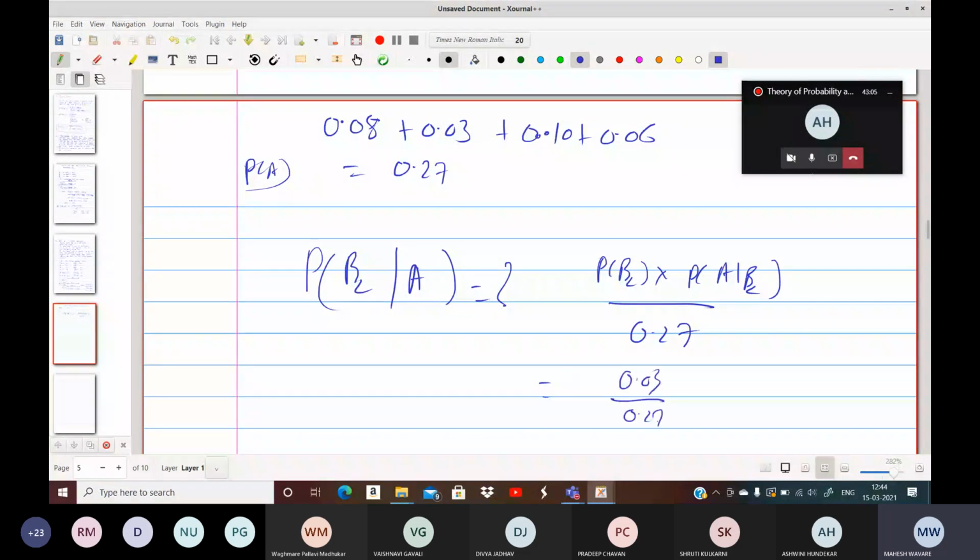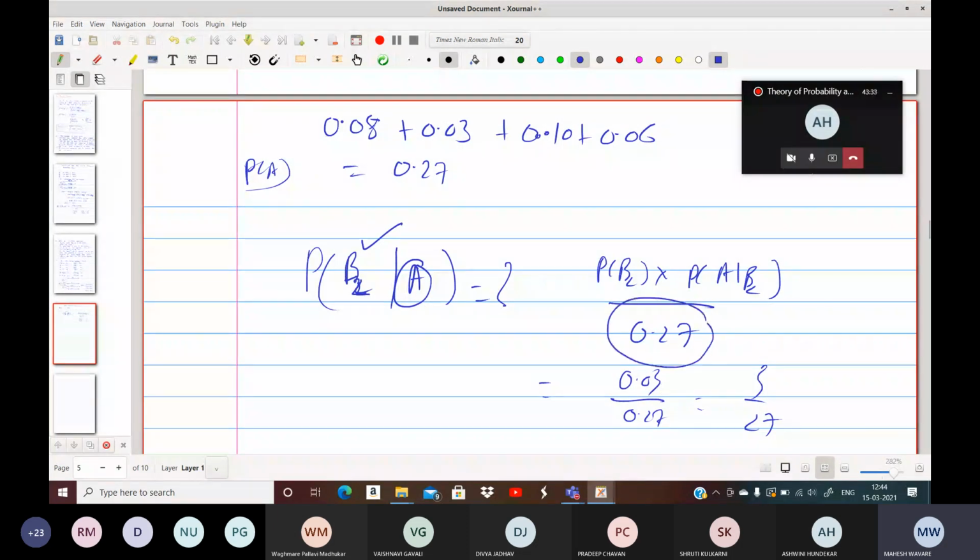That is the next question of the same problem. A person received a speeding ticket on his way to work, so A is given. What is the probability that he passes through the second location, B2? So 0.27 is the total probability already calculated, and the product for the second location is 0.03. So 3 by 27, or 1 upon 9, is the answer.